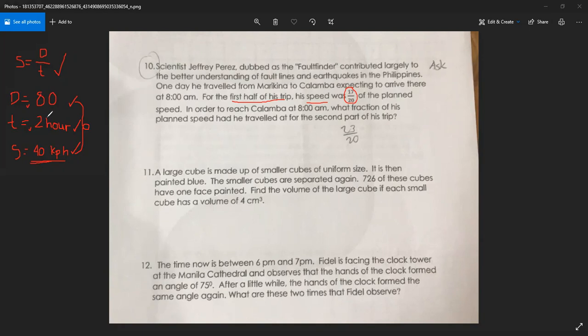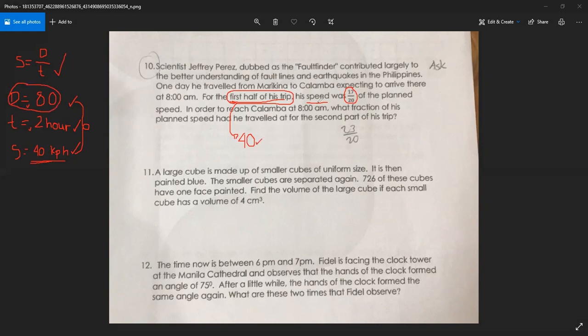Now, this is what we are going to do. It says here that the first half of his trip is, based on our example, actually 40. Why is it 40? Again, based on our distance, the total distance is 80. Half of that is actually 40.